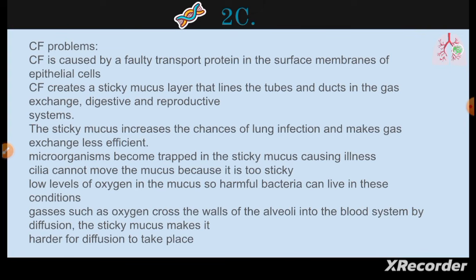Microorganisms become trapped in the sticky mucus, causing illness. Cilia cannot move the mucus because it is too sticky. So the cilia cannot beat to move the mucus away, so it's just stuck in the airway. It reduces ventilation. It reduces gas exchange since the airway is so inflamed. Low levels of oxygen in the mucus mean harmful bacteria can live in these conditions. Gases such as oxygen cross the walls of the alveoli into the blood system by diffusion. The sticky mucus makes it harder for diffusion to take place.